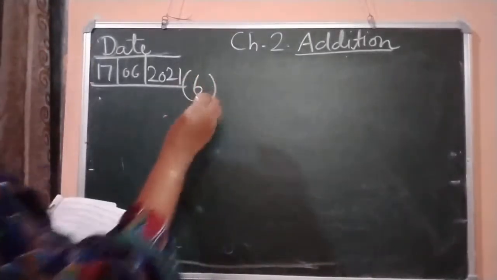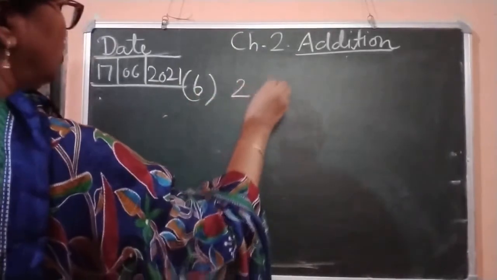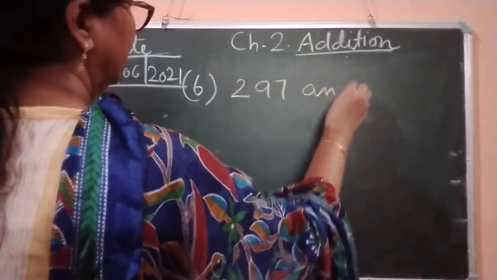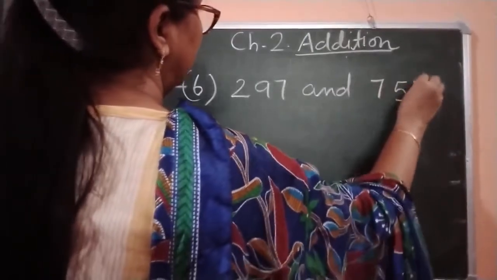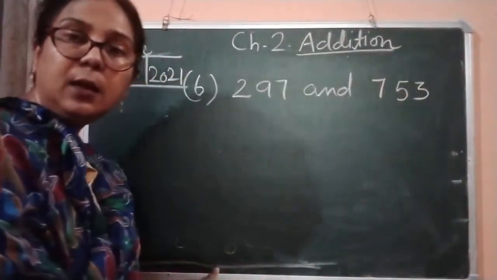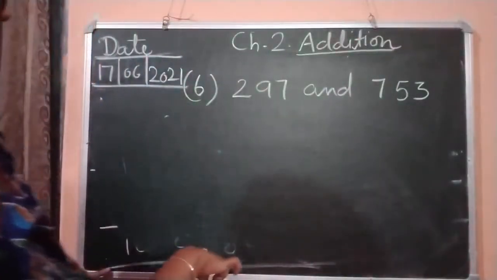Now we are moving to part B. What is that B number? B is 297 and 753. We have to add 297 and 753 using expanded form. Okay children, so let's start adding.